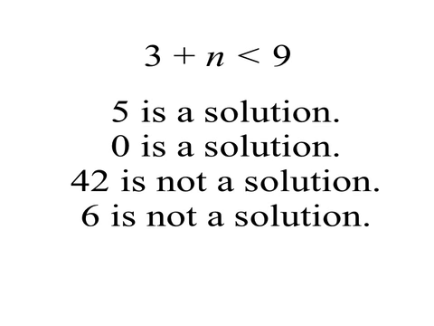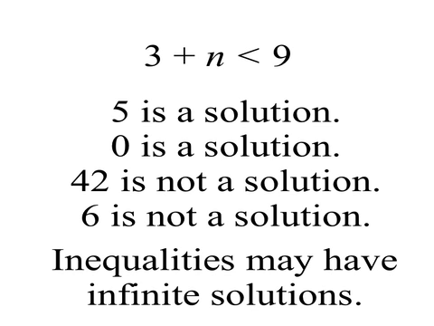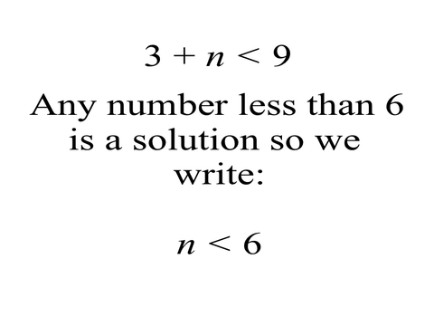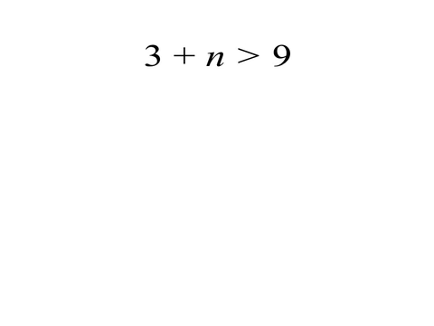3 plus 6 is exactly 9. But since this inequality is looking for numbers that are less than 9, 3 plus 6 would make 9 less than 9, which is not true. A number is not less than itself. Inequalities may have infinite solutions, and this one does. Any number less than 6 is a solution, so we write n is less than 6.